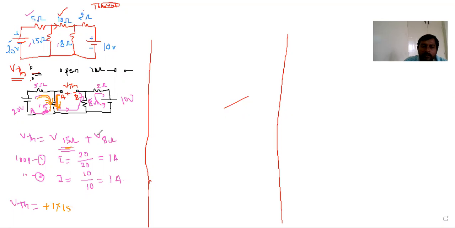Next, the voltage across the 8 ohm resistor. Look at this one. This is the assumed path, upward direction, but current always flows from positive to negative. This is downward direction. Both are opposite. So whenever the current and assumed directions are opposite, we should take minus here. The voltage across the 8 ohm resistor is IR, I is 1 amp and R is 8 ohms.